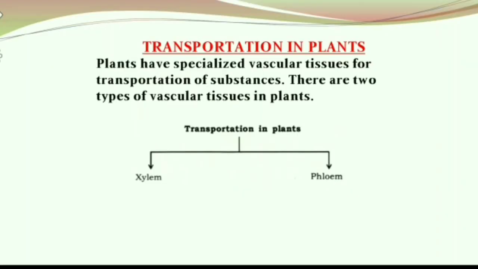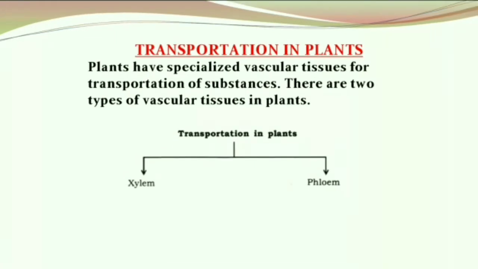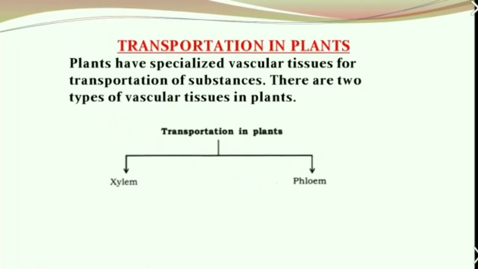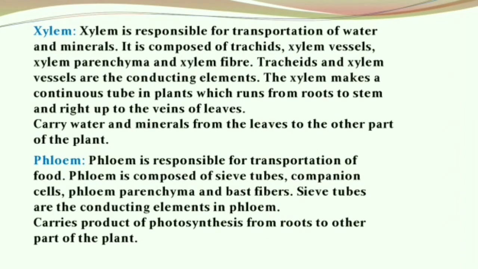Moving to today's first topic of discussion, transportation in plants. Plants have specialized vascular tissues for transportation of substances. There are two types of vascular tissues in plants. Therefore, transportation in plants occurs either through the xylem tissue or the phloem tissue. Now let's discuss xylem and phloem in detail.